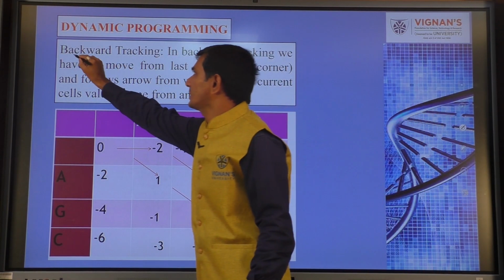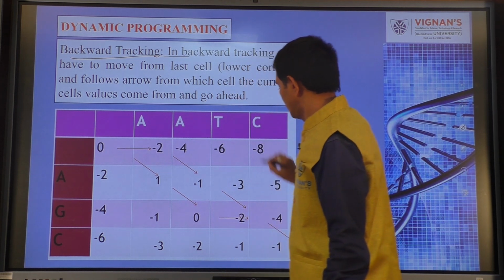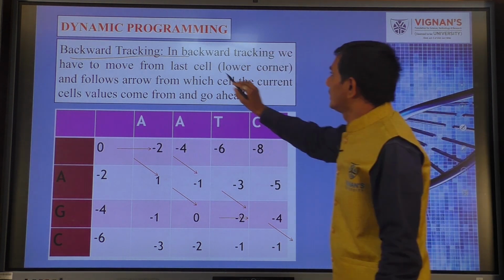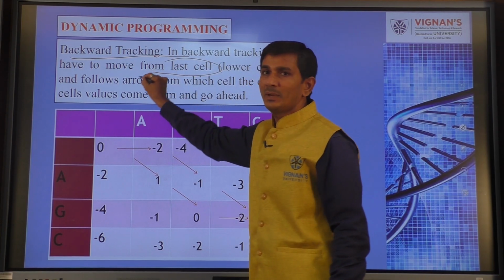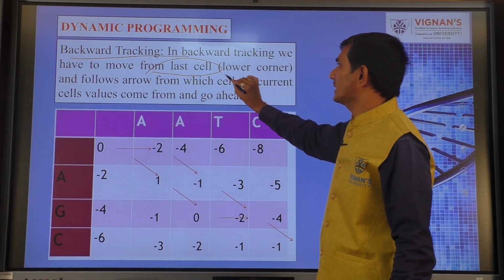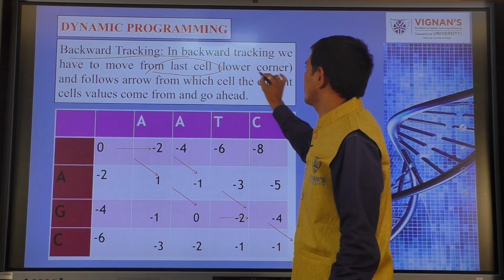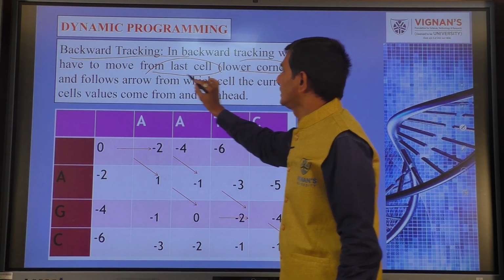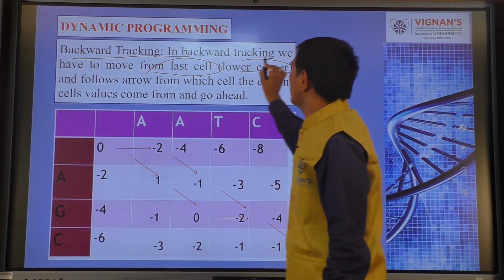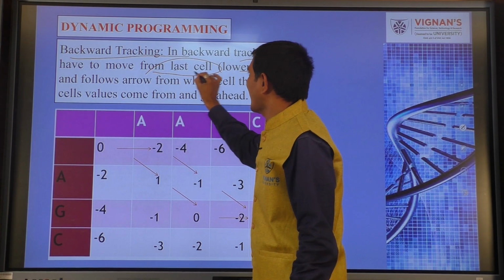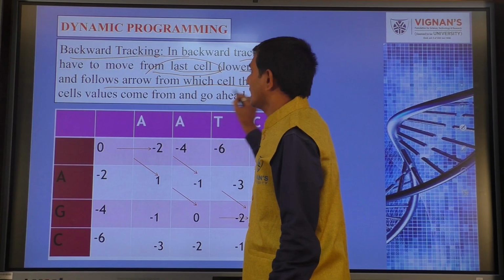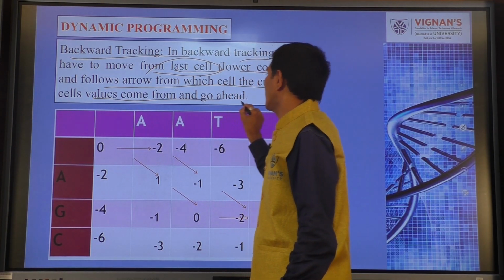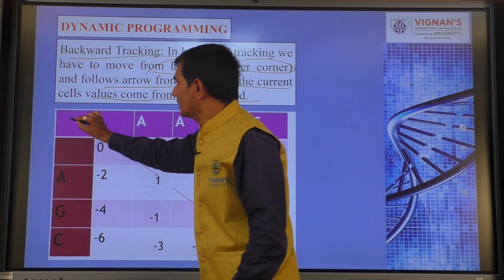The third step in this is the trace back. As we have seen in the previous slide, in backward tracking, we have to move from the last cell. In global alignment, trace back is started from the last cell irrespective of the value in the box. So, in backward tracking, we have to move from the last cell and follow the arrows from which the current cell values come from and go ahead till the origin.